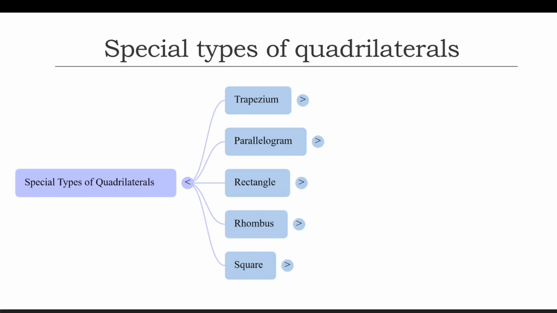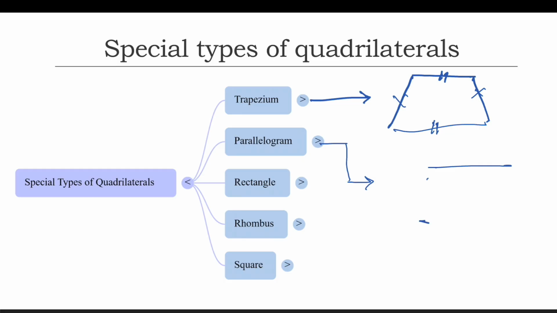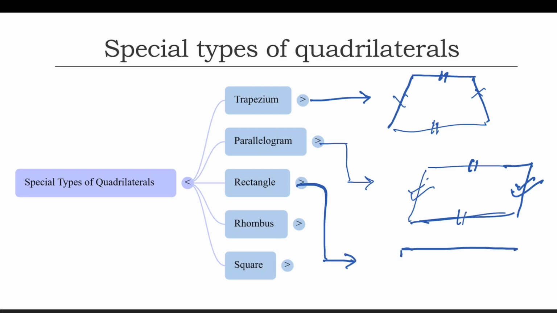We'll revise it once more. Trapezium. What is trapezium? Only two opposite sides are parallel to each other. These are not. This is trapezium. What is parallelogram? All opposite sides are parallel to each other. So this is parallel to this, and this is parallel to this. It became a parallelogram. What is rectangle? A parallelogram only, but the angles are at 90 degrees. So this is parallel to this, this is parallel to this, and angles are all 90 degrees. It is a rectangle.